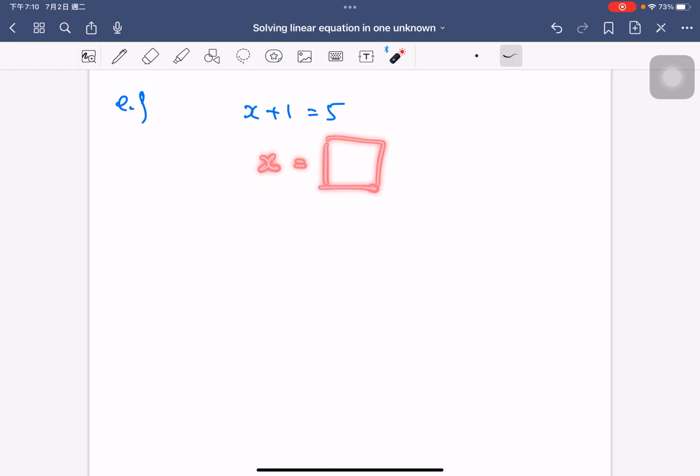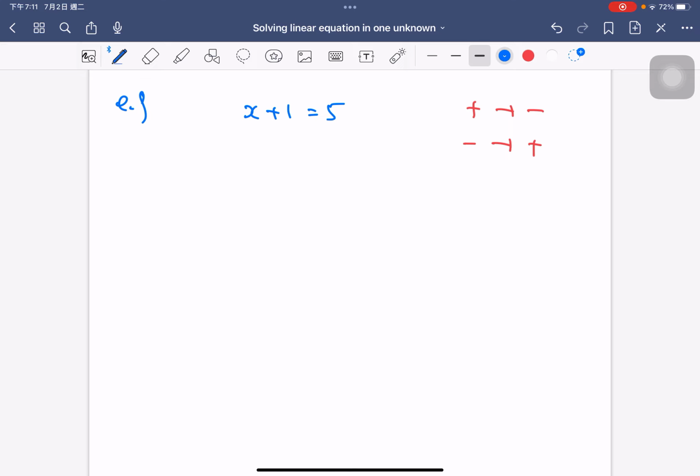So how can we solve it? First of all, we don't want this plus 1, isn't it? When you're moving the plus 1 to the opposite side of the equal sign, we need to change the sign. So first of all, you need to understand that when you're moving something from one side to another side, we need to change the sign. For the positive, we change to minus. For the minus, we change to positive.